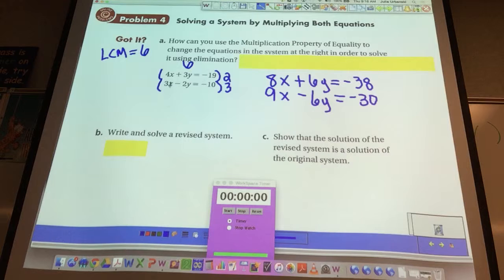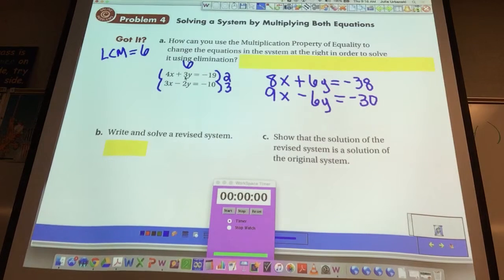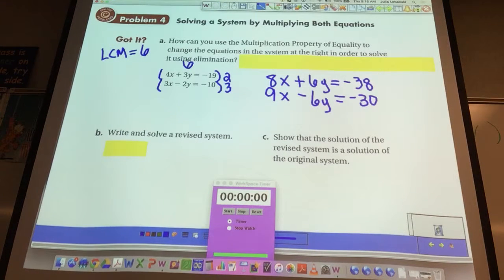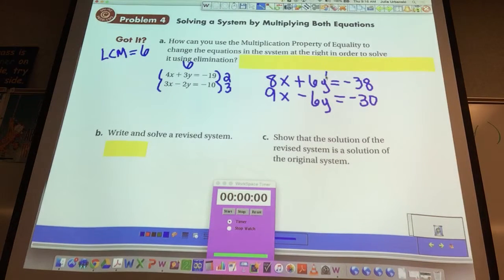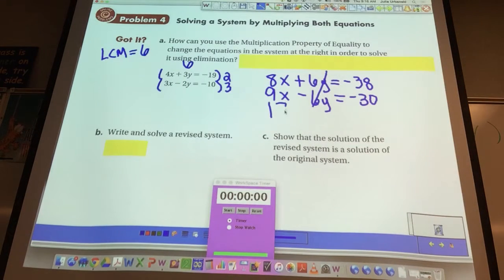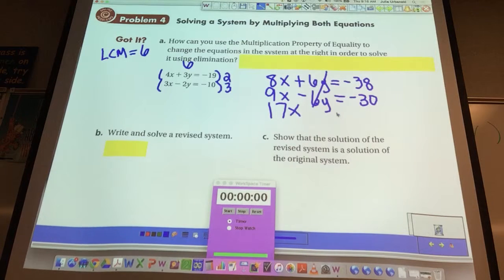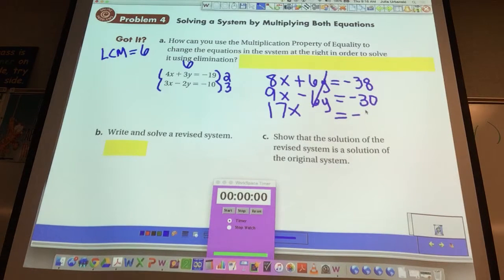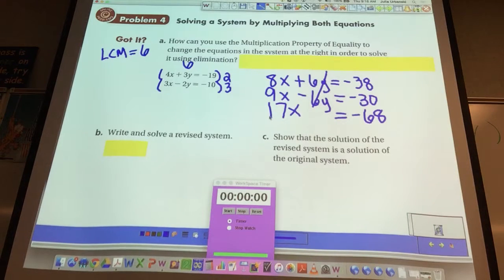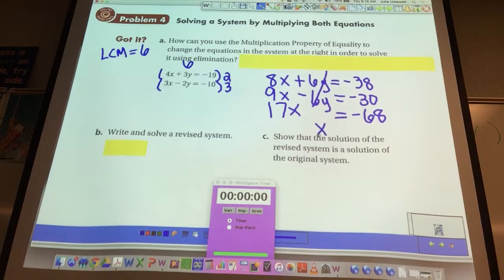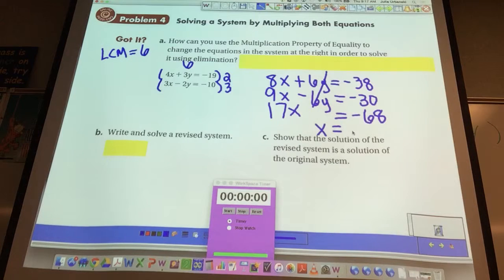Alright, I heard I'm confused. Let me just say this one more time. 3 can go into 6 and 2 can go into 6. So you have to find the number that they both go into. So this one cancels. We get 17x equals negative 68. Is that negative 4? Can someone do negative 68 divided by 17 for me? 4. Okay. Negative 4, good. Negative divided by positive.